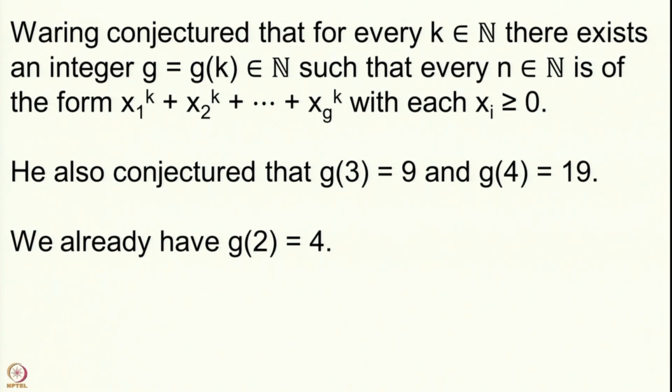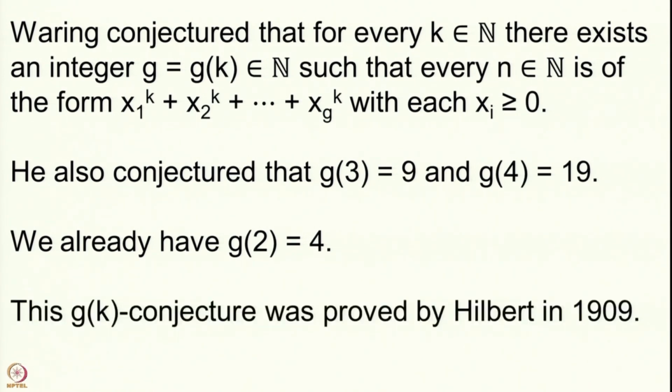So, this was stated in 1770, and about 140 years later Hilbert proved it in the last century, the 20th century. Hilbert proved the g_k conjecture, which is that for every k there is such a finite number g with the property that every natural number is a sum of at most g kth powers. This is the statement that he proved.